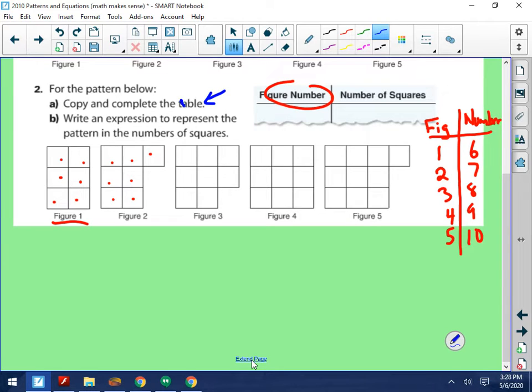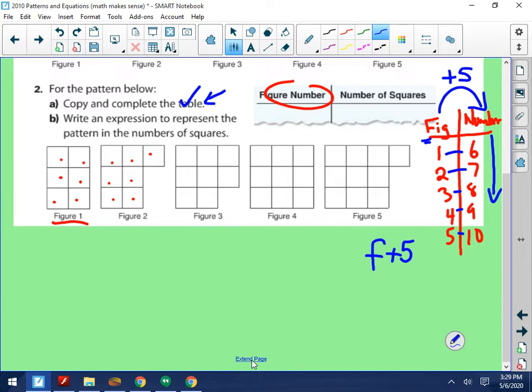We've done that. Part B, write an expression to represent the pattern in the number of squares. What we're really looking for here is not the pattern going down this way, which is what some of you did. What we're looking for is that relationship. So we're going to use a variable, letter F, which is going to stand for figure number. We have to look at the relationship to go from 1 to 6, to go from 2 to 7, 3 to 8, 4 to 9, 5 to 10. What we have to do is we have to add 5. So our variable expression will be f plus 5.